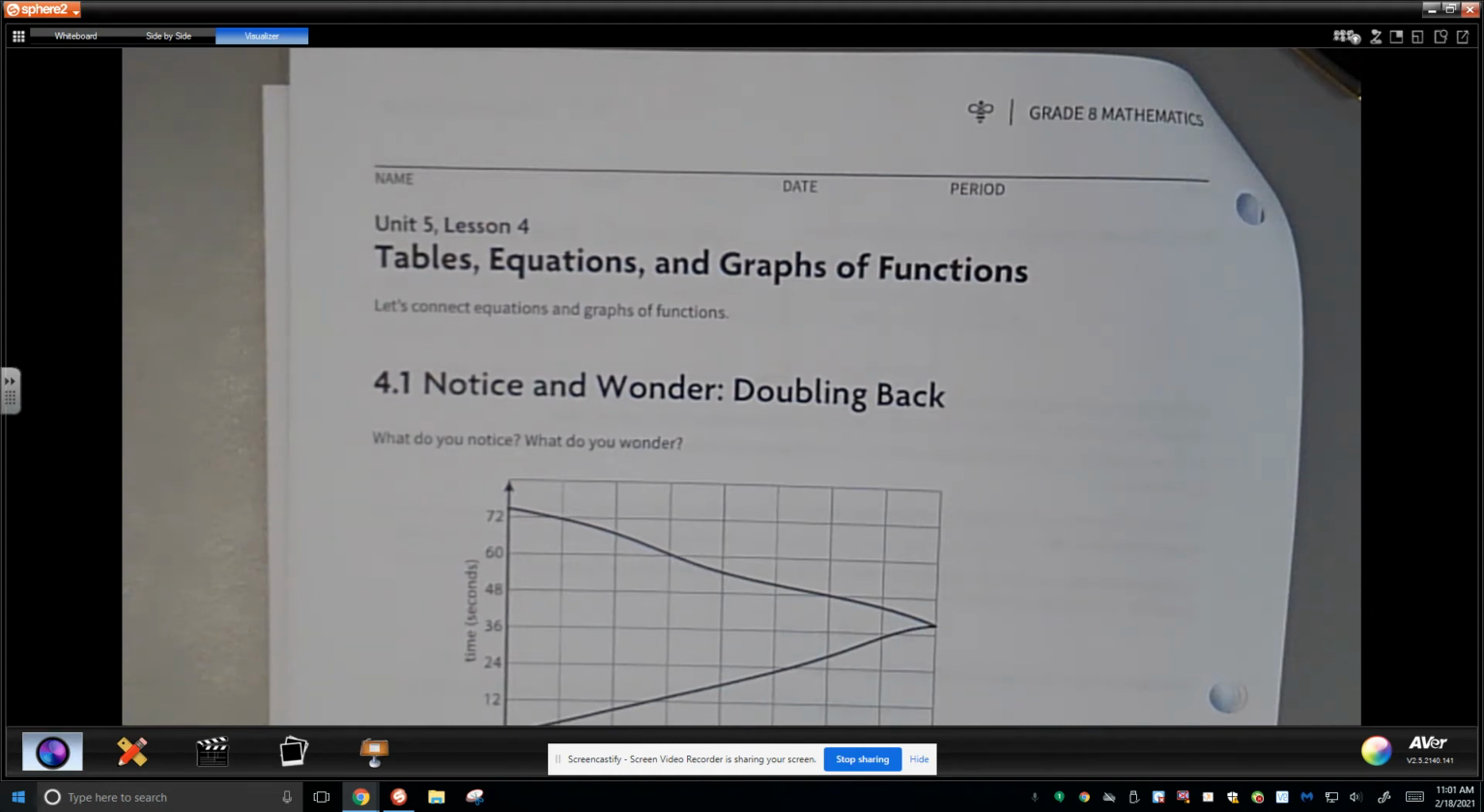Welcome to Unit 5, Lesson 4, Tables, Equations, and Graphs of Functions.